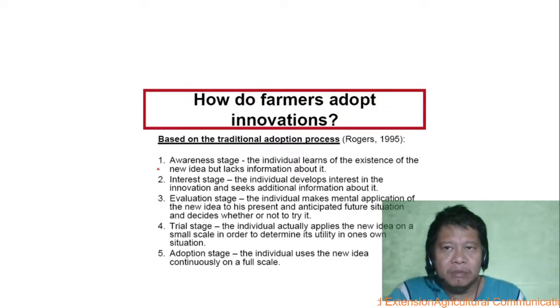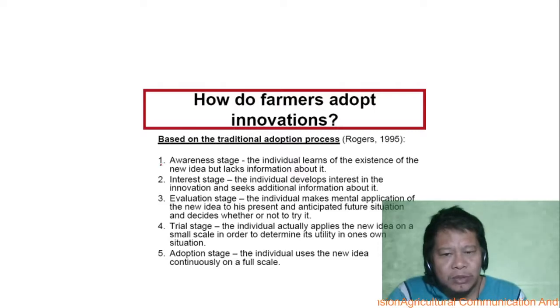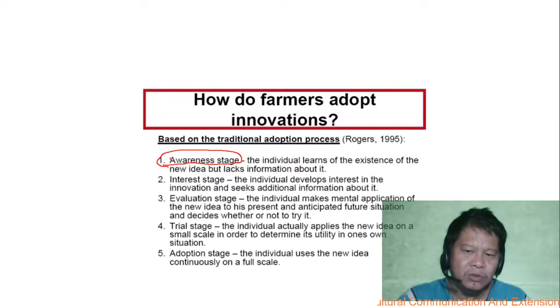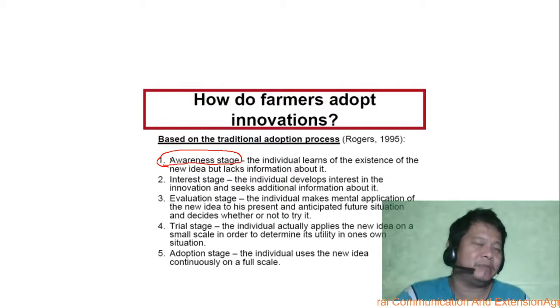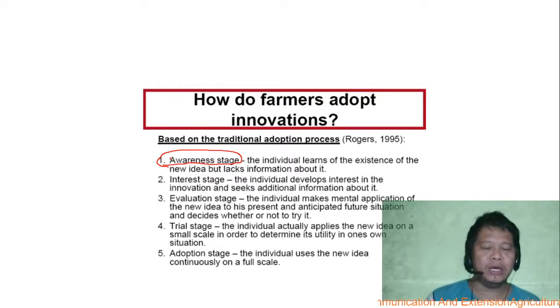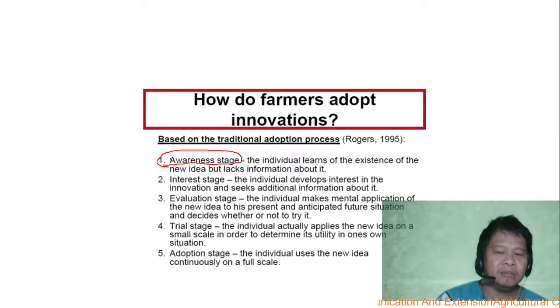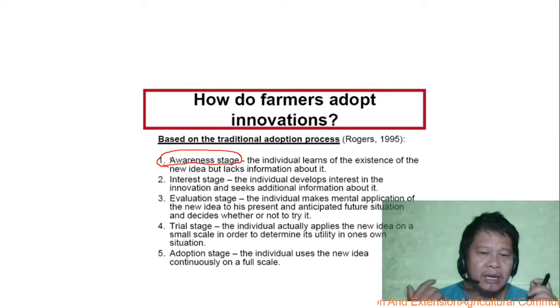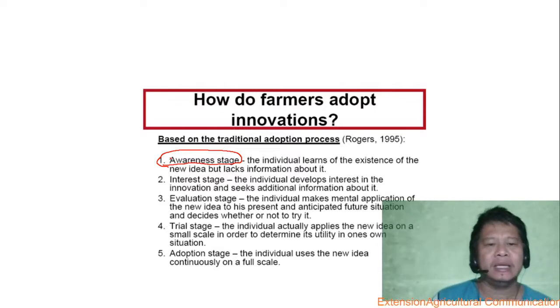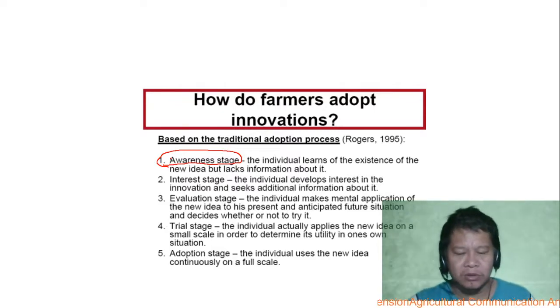First, before anyone would adopt a technology or a practice, it starts with an awareness stage. We are aware that there is a technology. So awareness: the individual learns the existence of the new idea but lacks information about it. Like, hey, I think I heard about that. But we do not have enough details about the innovation, the practice, or the technology. So it seems we only caught it by hearing, and our knowledge is not yet deep about what the description of that technology really is.